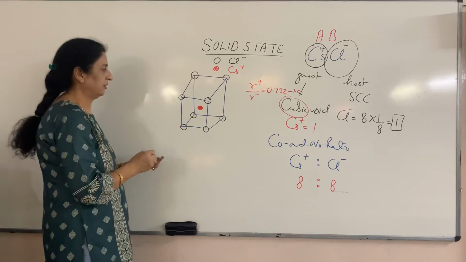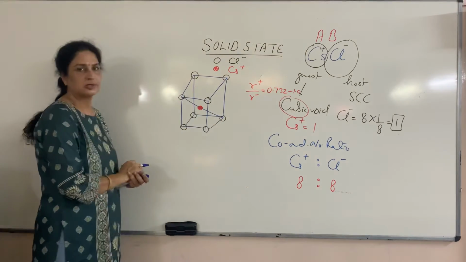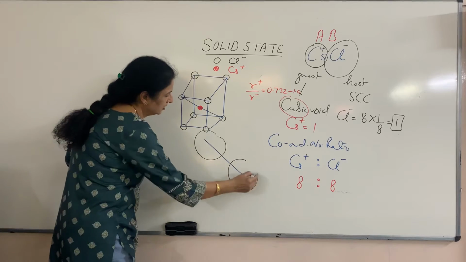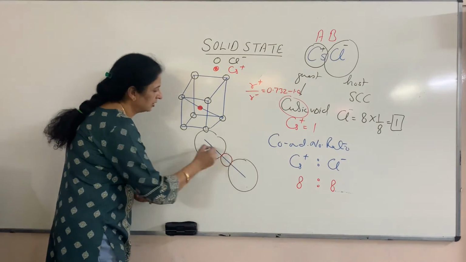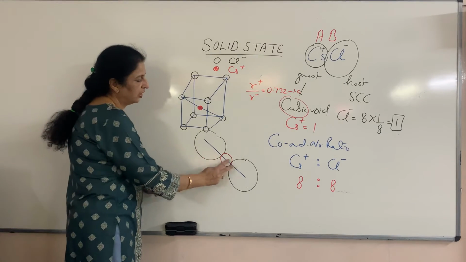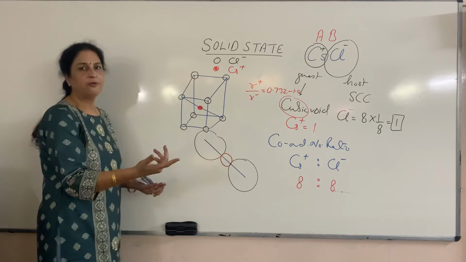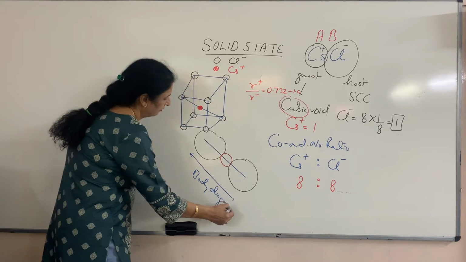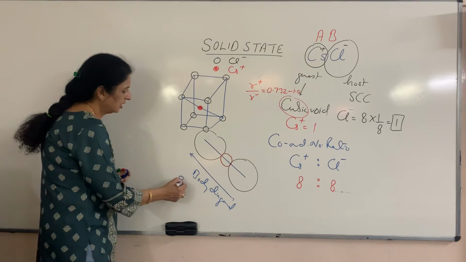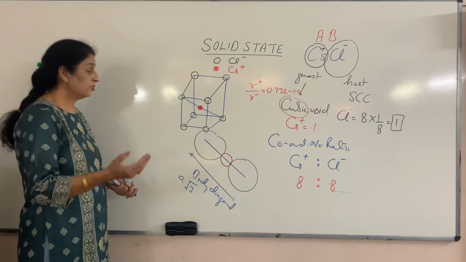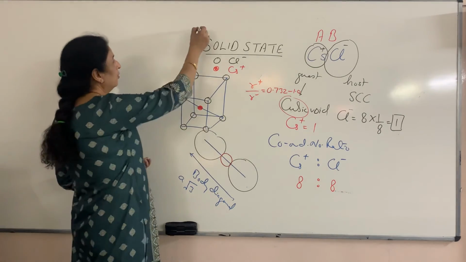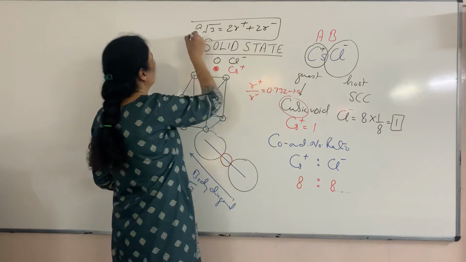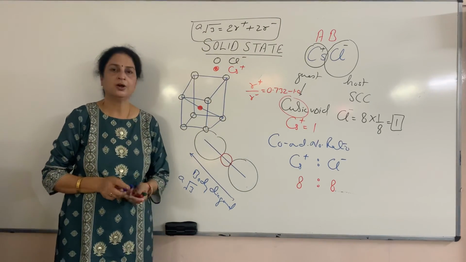One more interesting relation. You can draw a body diagonal like this. In this body diagonal, 2 chloride ions and 1 cesium ion are present. It means 2 radii of anion and 2 radii of cation. What is the value of this body diagonal? Using the Pythagoras theorem, we can find the body diagonal as root 3 a. You can use this formula for numericals: root 3 a is equal to 2r positive plus 2r negative. So, this was the structure of cesium chloride.